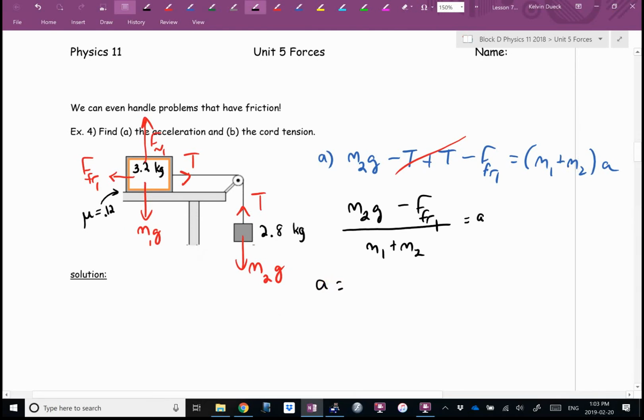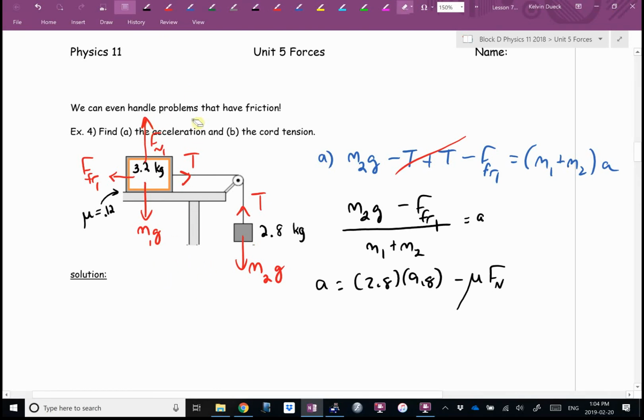Savannah, how big is M2? Look at the picture. Yep, and that's why it's worth labeling, right? So it's going to be 2.8 times 9.8 minus friction is what times what? Mu. Don't write this down. Look up. My brain thinks times the normal force, but I don't know the normal force. Oh, but look, I know another force the same size as the normal force. Which force is the same size as the normal force, folks?